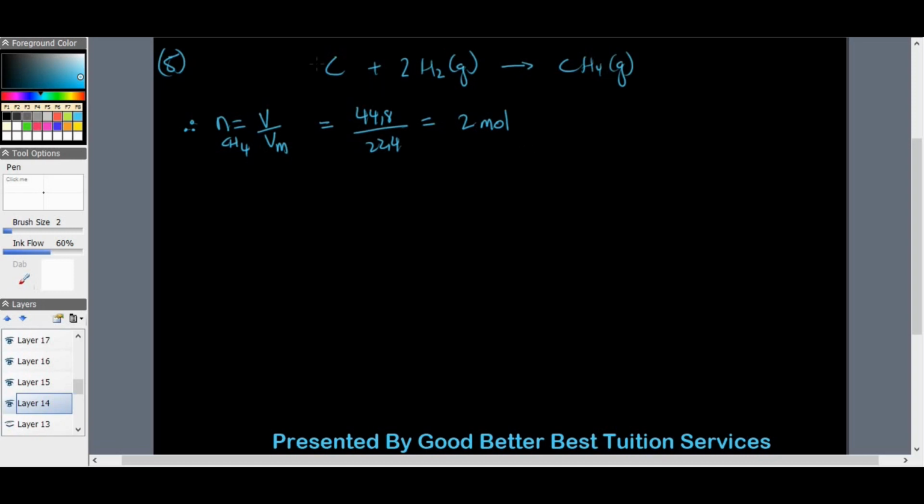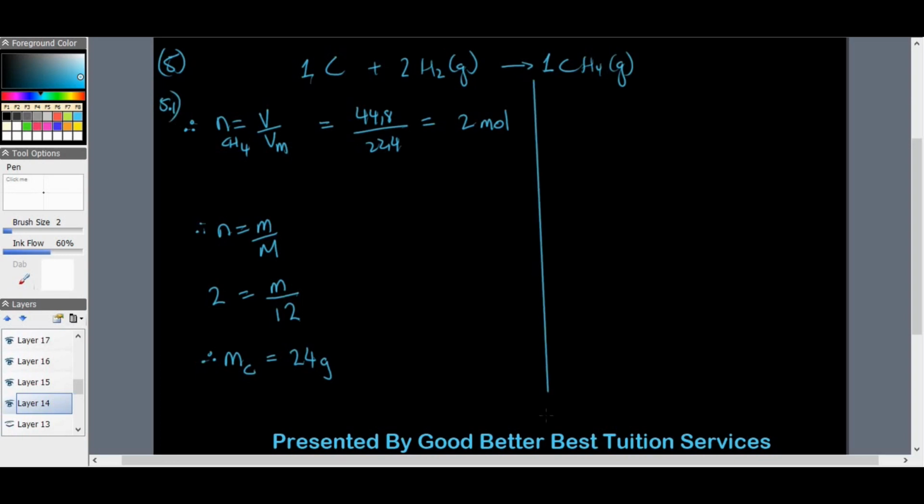Because the question asks how many grams of carbon are required to form this volume of methane, they are in the same mole ratio of 1:1. So 2 moles of methane means 2 moles of carbon as well. Now we use our other formula: n is equal to m divided by capital M. Moles of carbon are 2, mass is what we're trying to find, and the molar mass of carbon is 12. Times both sides by 12. Therefore, the mass of carbon required to form 44.8 decimeters cubed of methane gas is 24 grams. All we did was work backwards using the mole ratio. And this was 5.1.